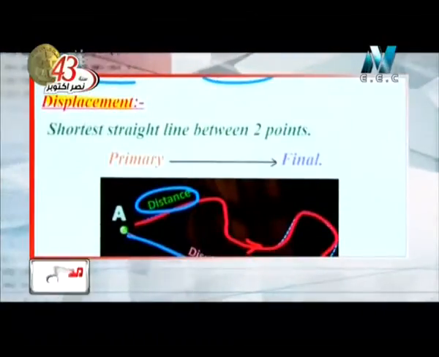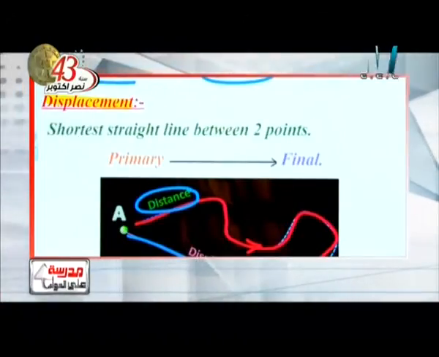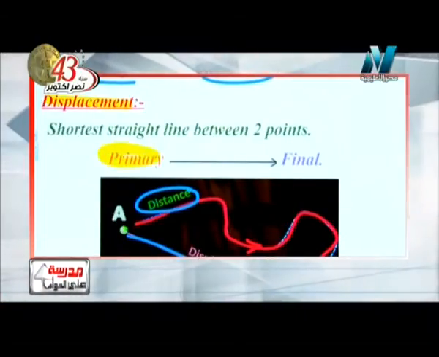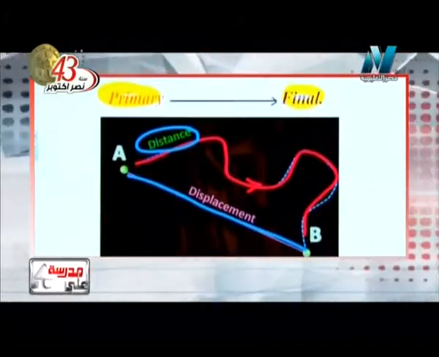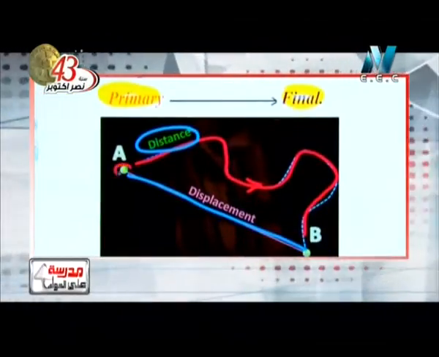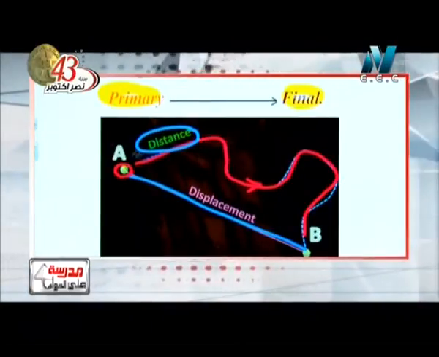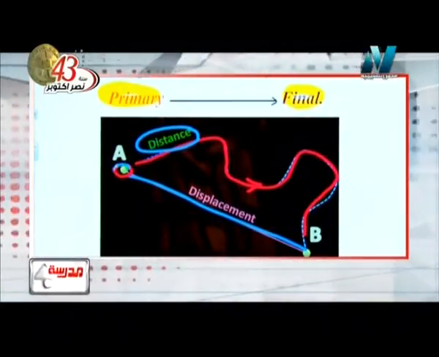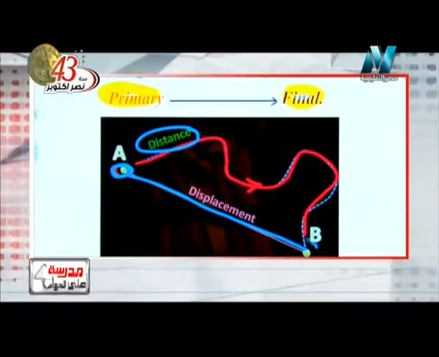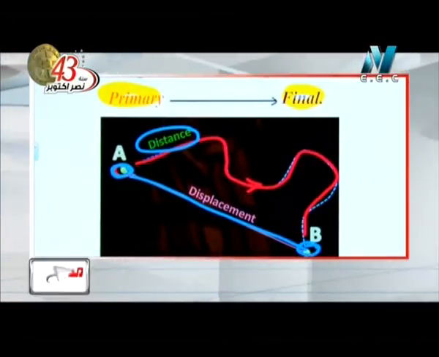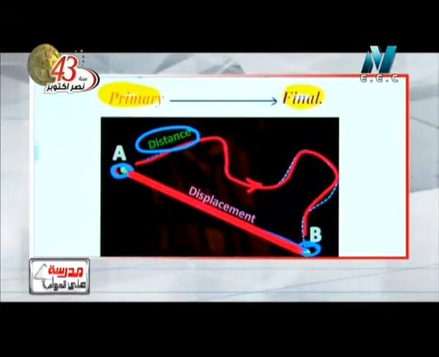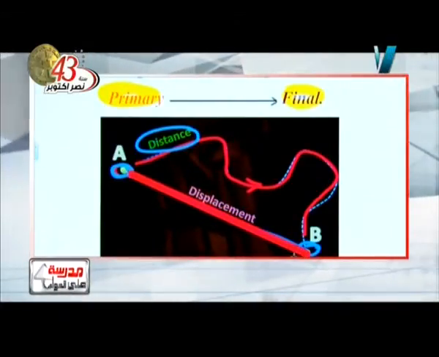Of course, we know displacement is the shortest straight line between two points, between the primary point and the final point, or the starting point and the ending point. As we have here, from point A toward point B, we have the shortest straight line. This short straight line is called displacement.